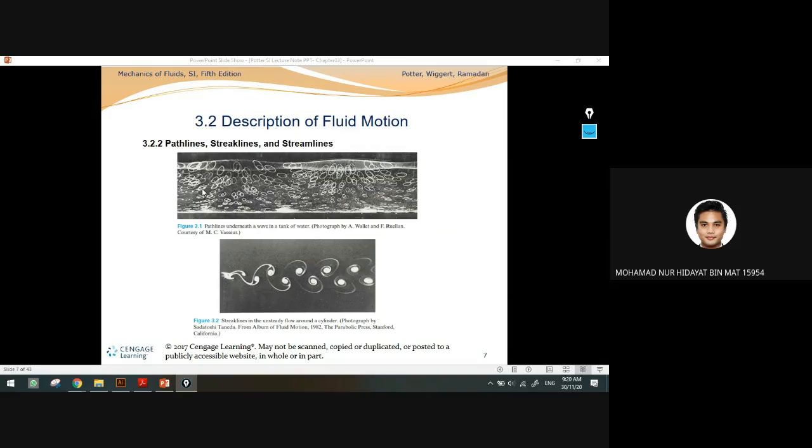So next, what is the importance of the lines that we have learned? So far, the path line, the straight line, and the streamline are used by scientists to measure the fluid flow. For example, you can see this is the path line underneath the wave in the tank of water. This is using PIV, which we call particle image velocimetry. So when you go to your labs, you will discover there is the PIV that uses the technique of the path line.